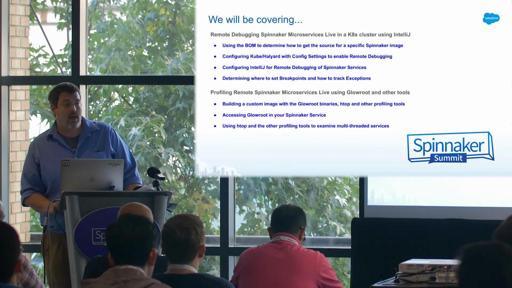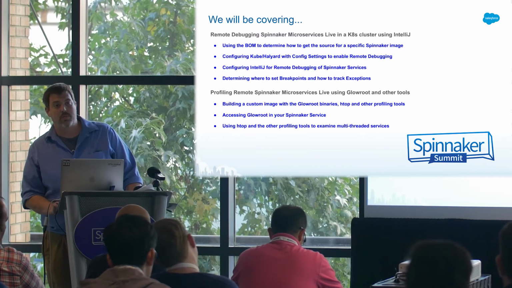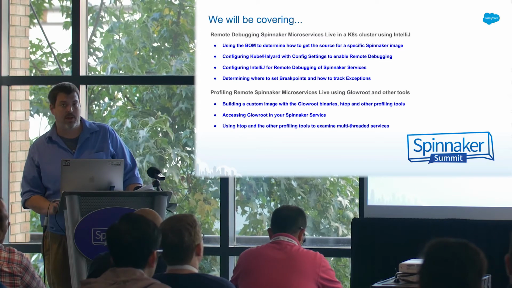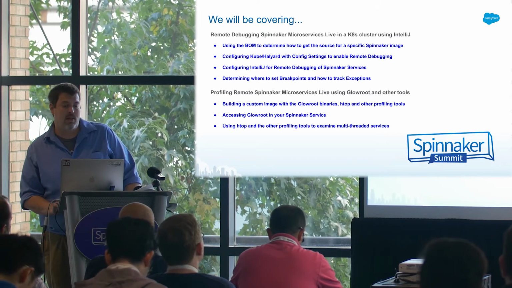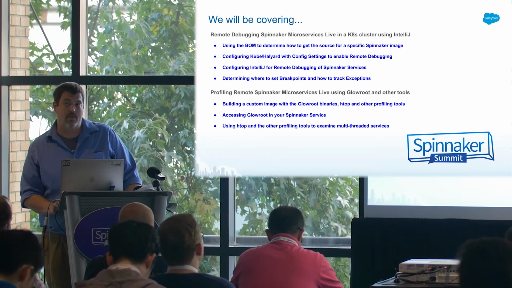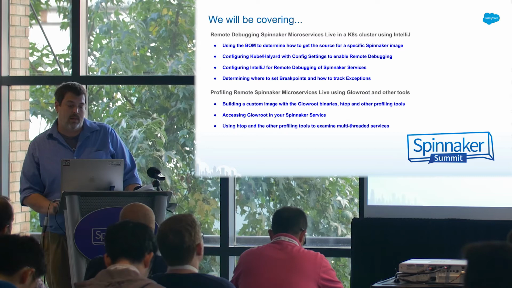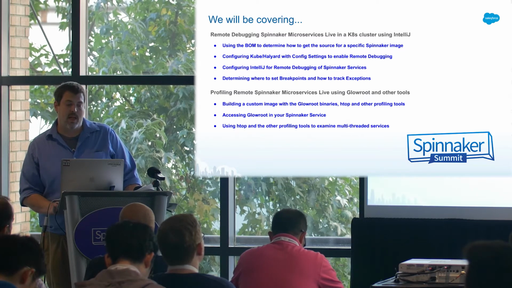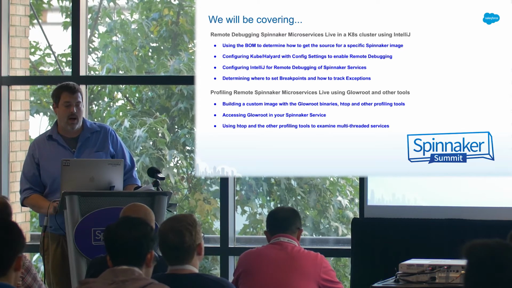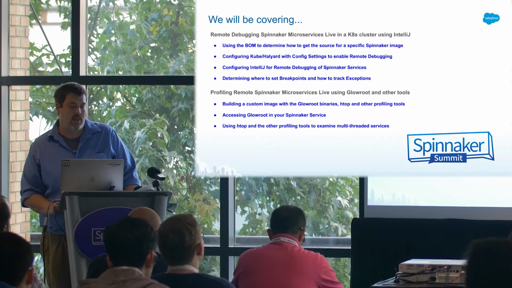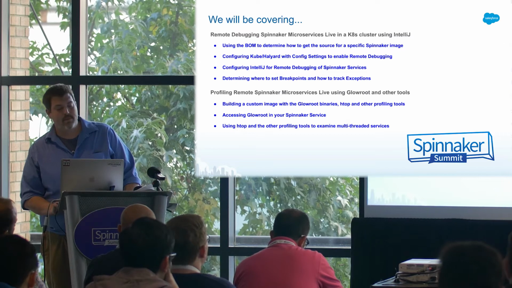So a few of the things I'm going to be covering today are basically how to get started if you want to go in and actually debug a Spinnaker service, in particular Cloud Driver, for this talk. We're going to talk about how to use the BOM and figure out exactly what version of Spinnaker image you're running, how to configure Halyard or inside the Kubernetes cluster so that you can enable debugging inside the service itself, configuring IntelliJ in a way that will let you connect the debugger to the actual service, and then where to set the breakpoints.